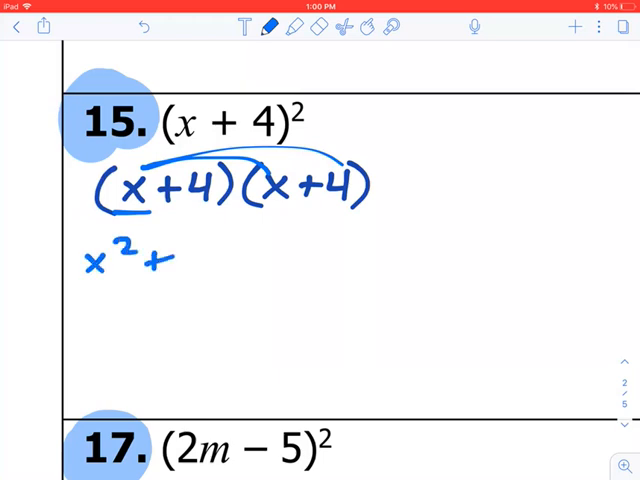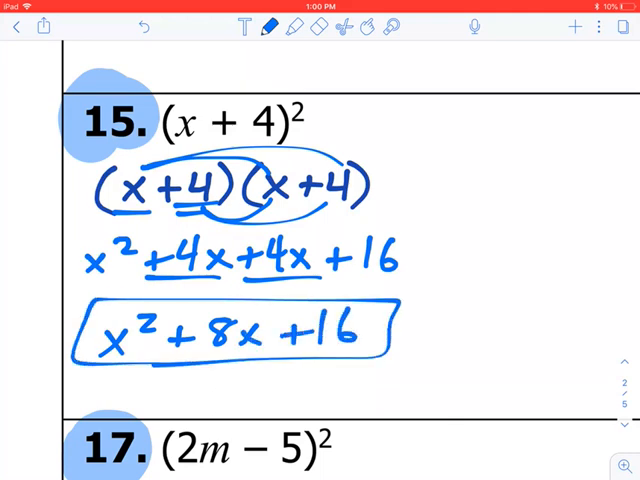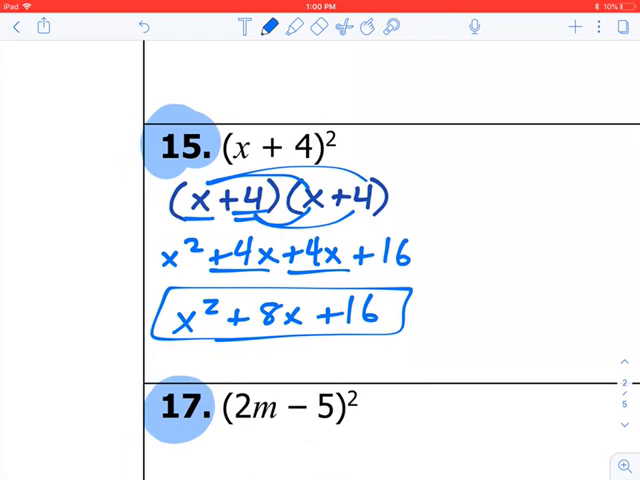X times 4 is 4x. 4 times x is 4x. 4 times 4 is 16. Combine like terms in the middle. x squared plus 8x plus 16. And there we are. Okay, so you've got to rewrite it.